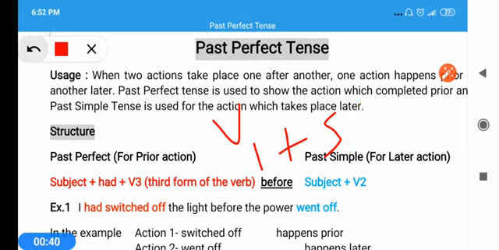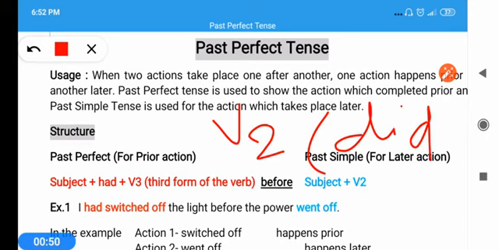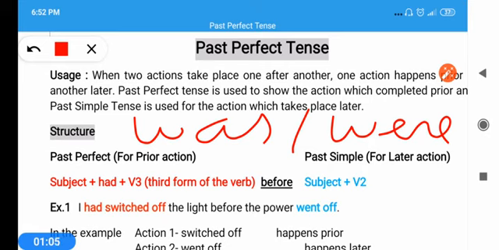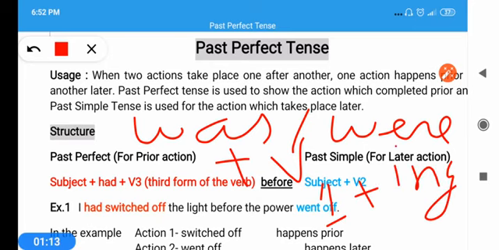Next, we studied past simple tense, and in past simple tense we studied the second form of the verb. For making it negative we use did not plus first form. If I talk about past continuous tense, I told you that for past continuous tense we use was or were according to the subject. With a singular subject we use was, with a plural subject we use were, plus the ing form of the verb. The ing form of the verb is used with past continuous tense.